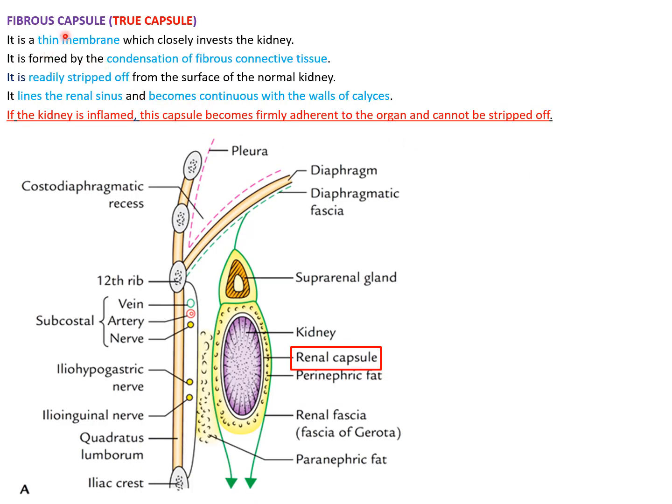First we will discuss the fibrous capsule or true capsule. It is a thin membrane which closely invests the kidney. It is very closely applied to the kidney. It is formed by condensation of the fibrous connective tissue. It can be easily stripped off or removed from a normal kidney, but when the kidney is inflamed, it becomes firmly adherent to the kidney and it cannot be removed from the kidney.